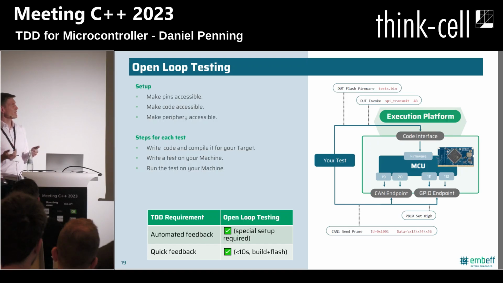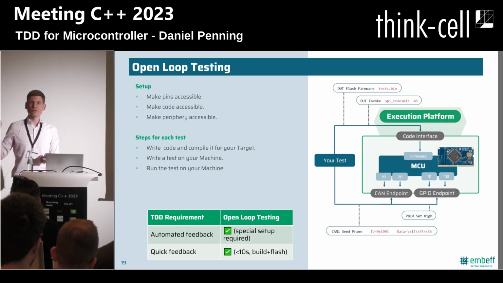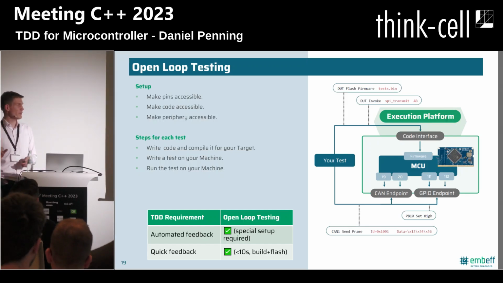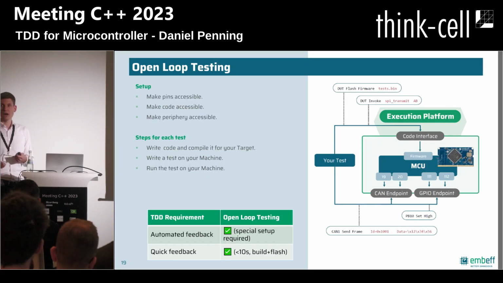And then for each test, you write the code, compile it for your target, and you write this test and run it on your desktop machine. The robot code is running on the desktop machine. And then we really have a way to use TDD even for code that's changing the behavior on the pins. We get quick feedback, it's automated, a few seconds if you do the setup right, but even if it's 10 seconds, it doesn't really matter. The important thing is you have automated feedback.